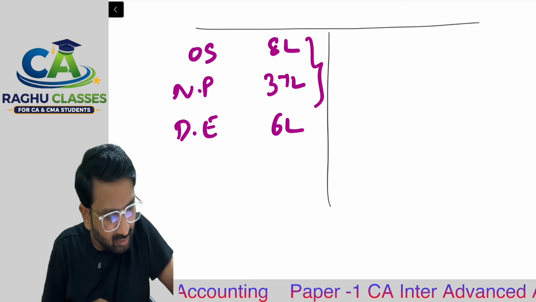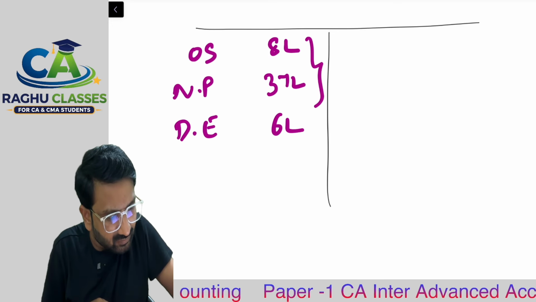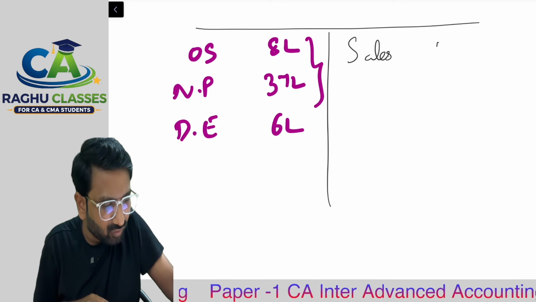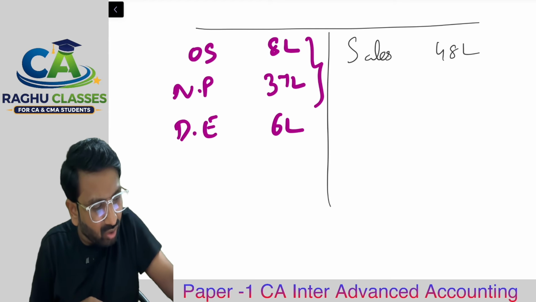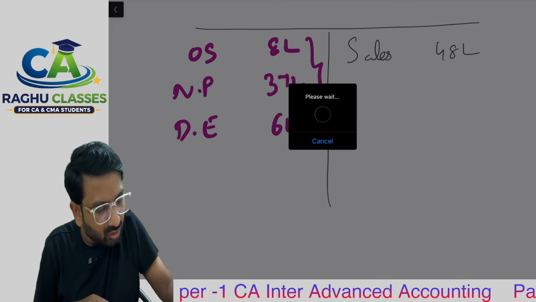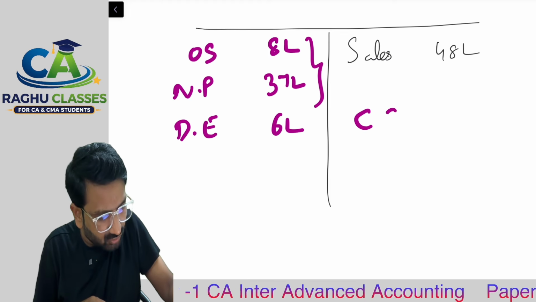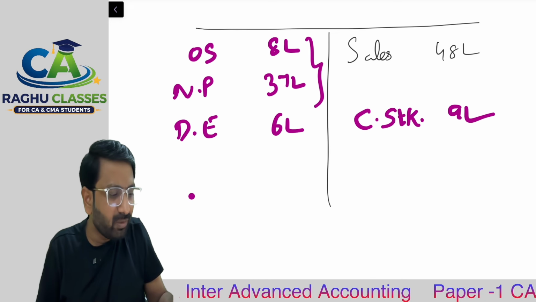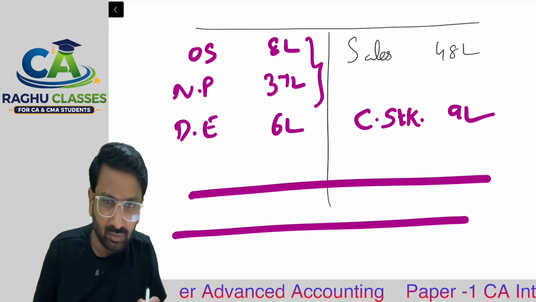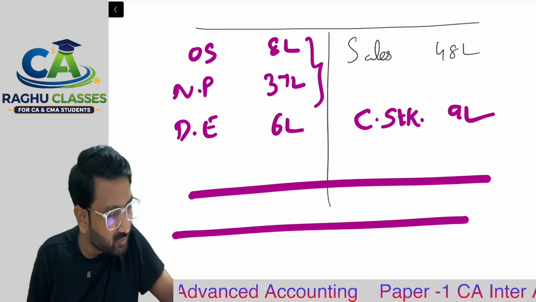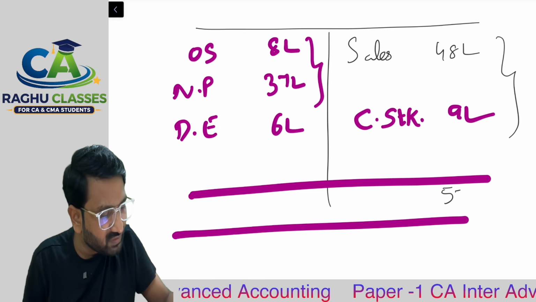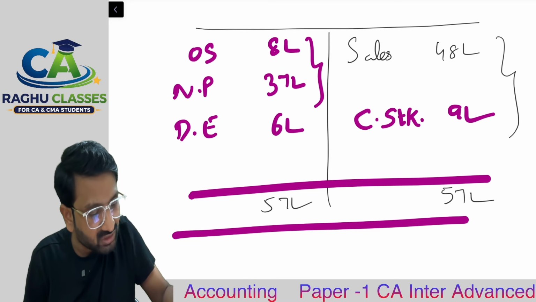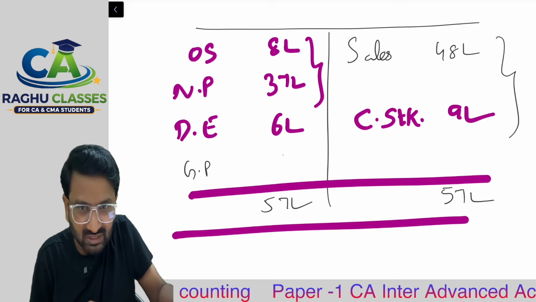Then we made some sales. Let's say sales of the business 48 lakh. And after that, we are left with closing stock, let's say 9 lakh. If I balance my trading account now, if I look at this, credit side is more, so 48 plus 9, 57 lakhs on the credit side. So 57 minus 51. So can I say the gross profit is going to be 6 lakh.